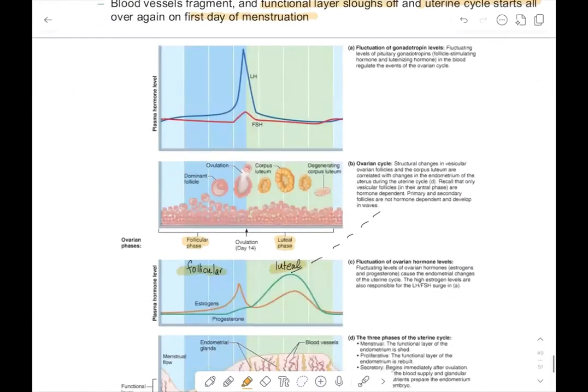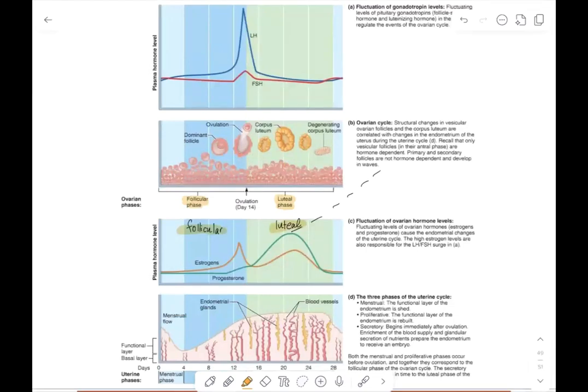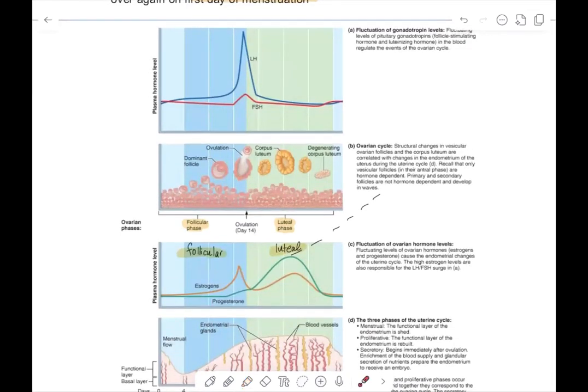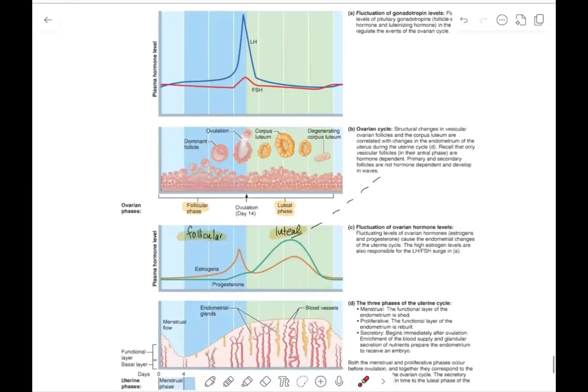In this slide, we're going to see all four of these graphs superimposed upon each other. I want you to notice that the follicular phase here is the first half of all four of these graphs. Whether we're looking at gonadotropins, the ovary cycle, the ovarian hormones, or the uterine cycle, it's corresponding to activity of the ovarian follicle.